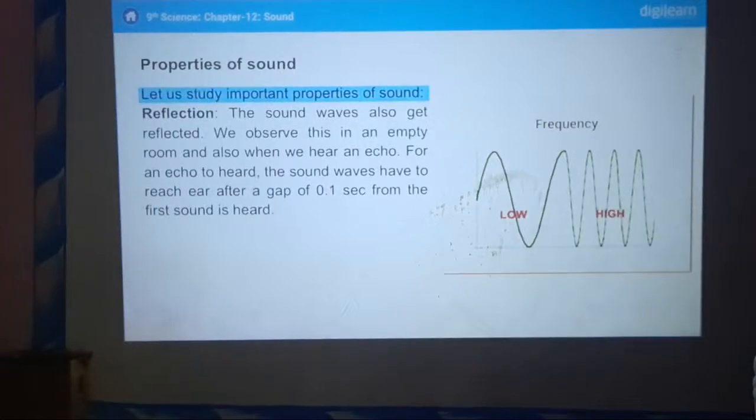Let us study important properties of sound. Reflection. The sound waves also get reflected. We observe this in an empty room and also when we hear an echo. For an echo to be heard, the sound waves have to reach the ear after a gap of 0.1 second from the first sound heard. This is used effectively in auditoriums, cinema halls, etc.